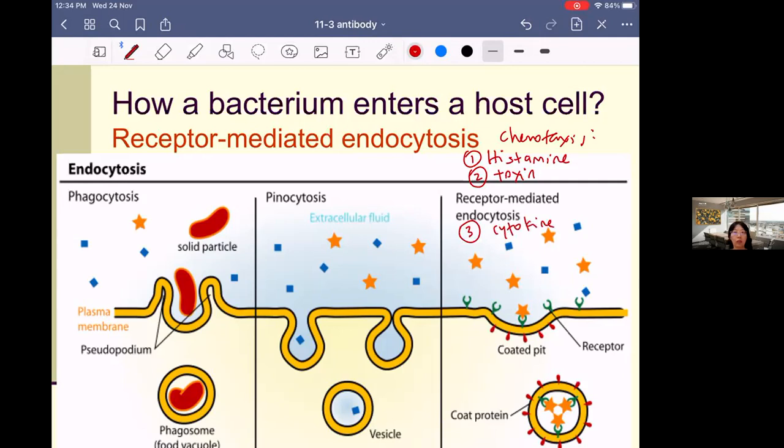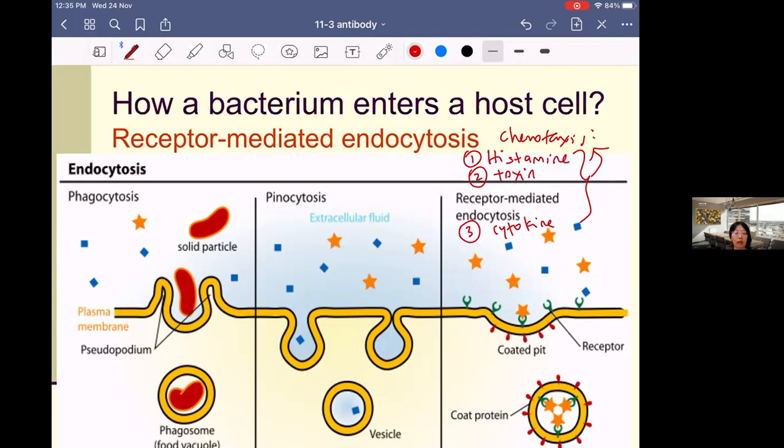Cytokine can be secreted by, if you look at the video, it says it can be secreted by macrophage, but it's not in the syllabus. You learn that the active T helper cell can secrete cytokine, right? Okay, so these are the 3 chemicals that you have learned that can cause chemotaxis. So phagocytes will move towards the bacteria to phagocytose. After chemotaxis, it must attach to the bacteria. You learned already.